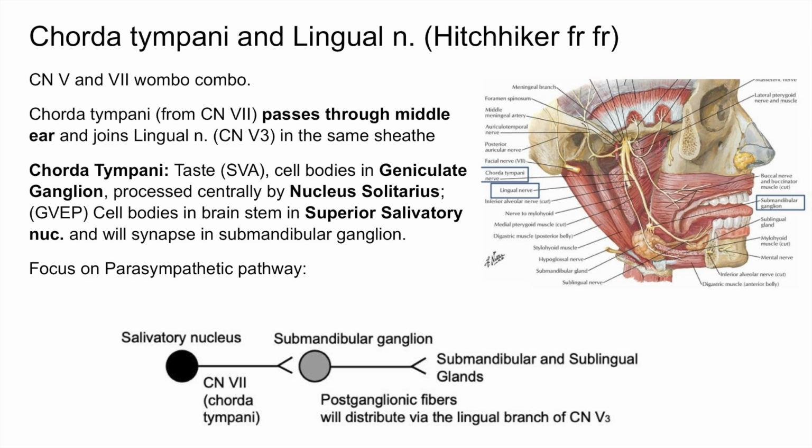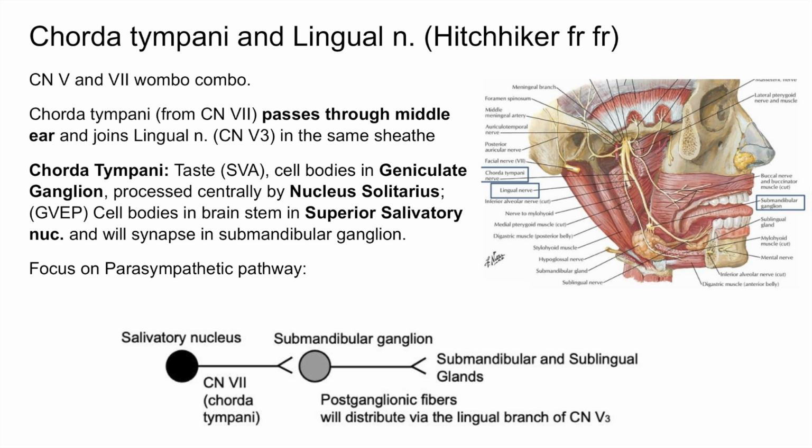But clinically, the more important piece is the parasympathetic pathway. Those preganglionic parasympathetic fibers originate in the superior salivatory nucleus in the brainstem, and they travel with cranial nerve 7, then via chorda tympani, hitch a ride on the lingual nerve, and then synapse in the submandibular ganglion. And from there, postganglionic fibers go to the submandibular and sublingual glands to stimulate salivation.